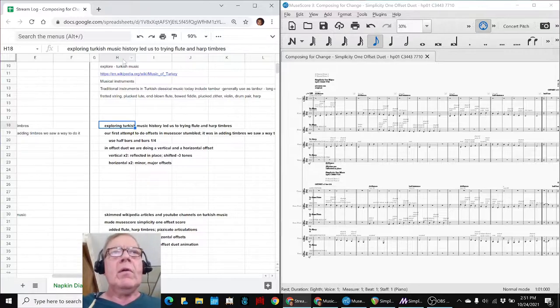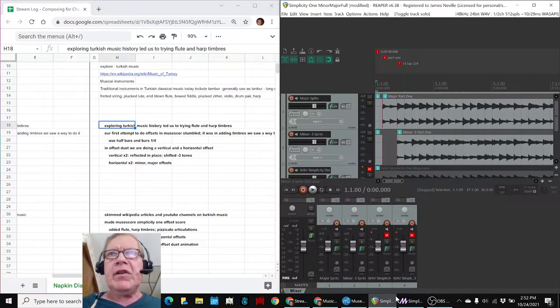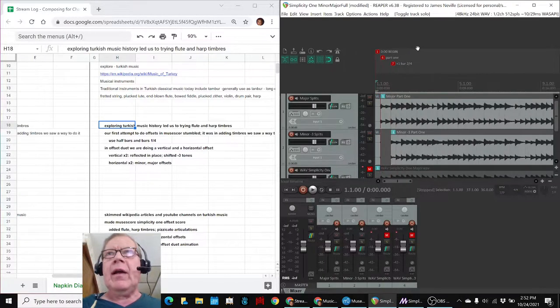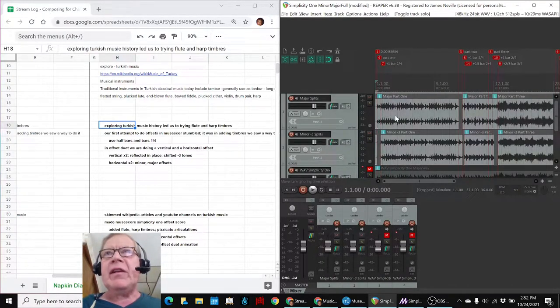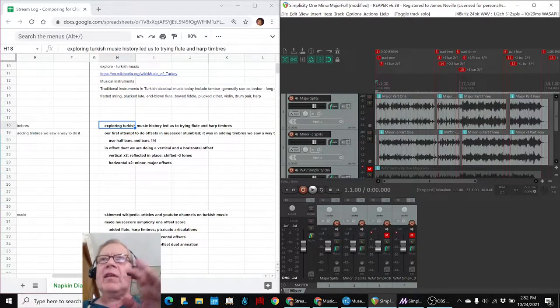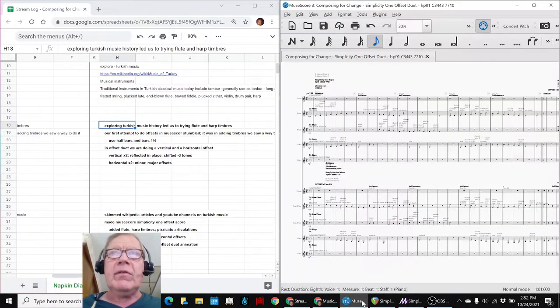We also wanted to take the Reaper version of our offset duet, and if you remember, what we did is we took the major and minor parts and cut them into little snippets, and we offset them from each other so that when played simultaneously, they sounded better together. And we were going to try to do that here in MuseScore.